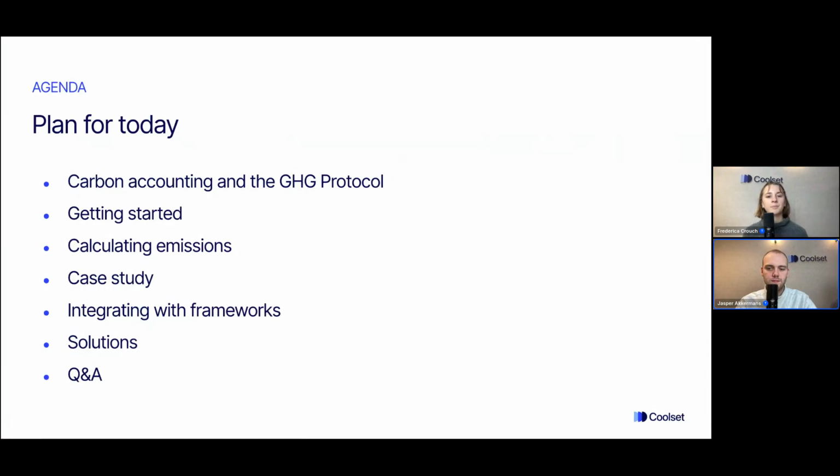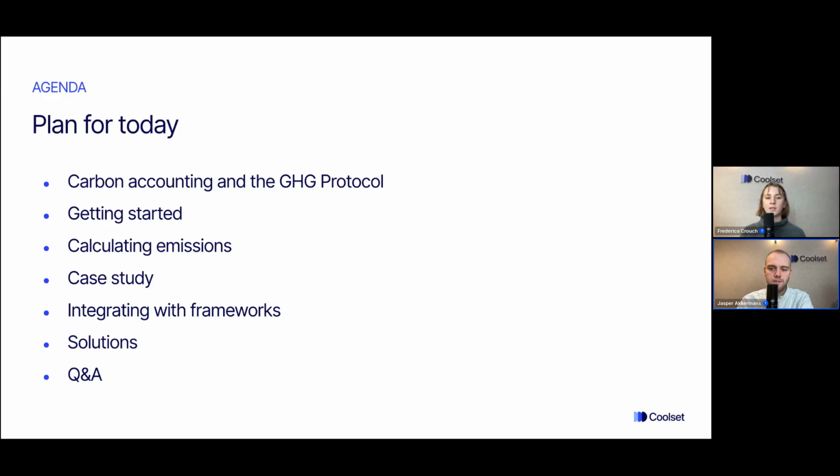So a small agenda for today. We're going to start by introducing you to what is carbon accounting and the GHG Protocol that it depends on. And then we'll get you started. So just how to begin this whole process if you haven't gone through any of it before. What are the beginning steps and how do you set up your company for success? And then Jasper will talk you through how to calculate the emissions and different strategies to do so. That's spend-based and activity-based emission calculations. And then we're going to run you through a case study, so a really practical example, putting all this into work and how you can see how it works in practice and in operation.